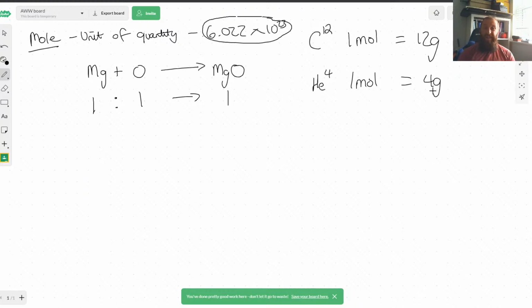Now, I know we're looking at atoms, and I think the reason that people struggle with this is because you can't physically see an atom. It's not something that we can pick up and use on a regular basis. But actually, if we take this into a slightly different sort of scenario, let's imagine we're sort of counting eggs.